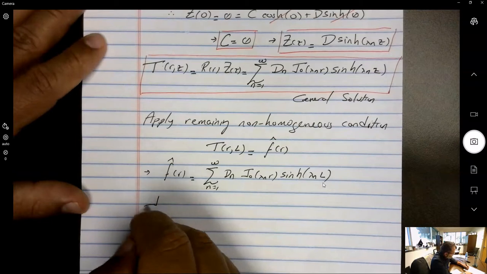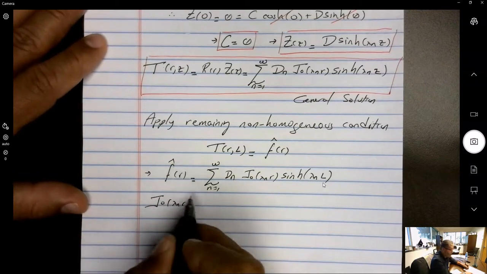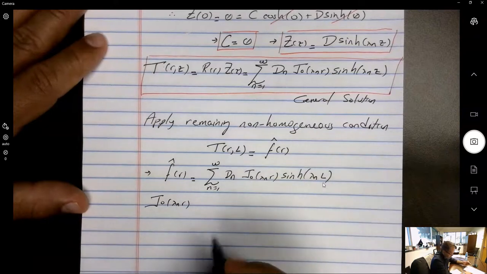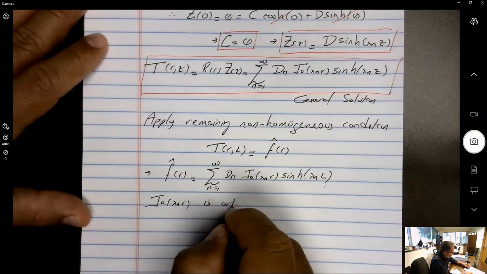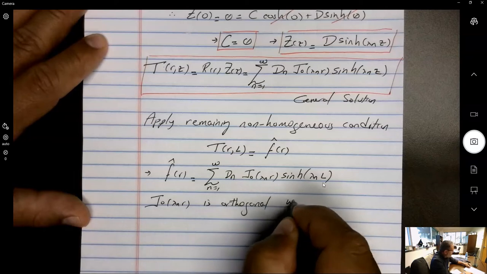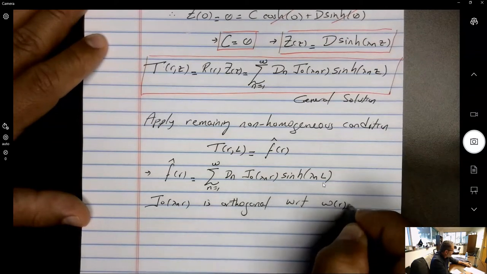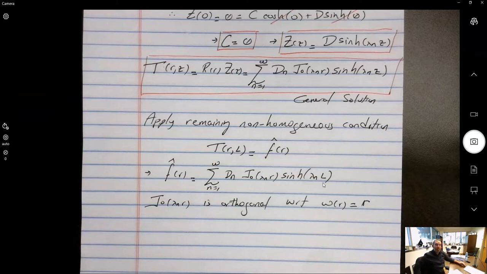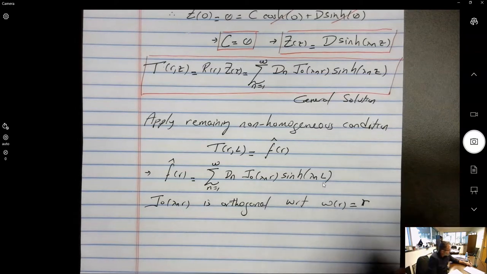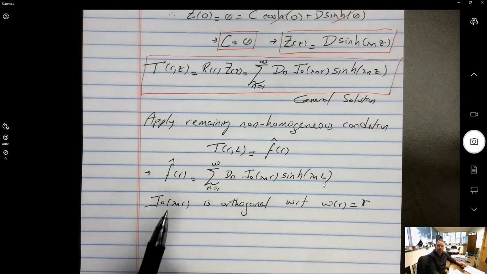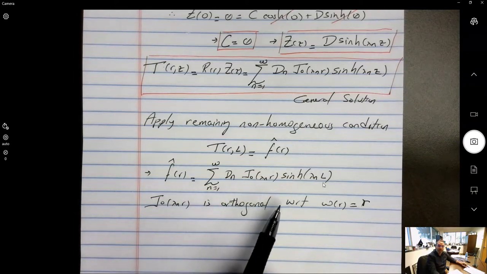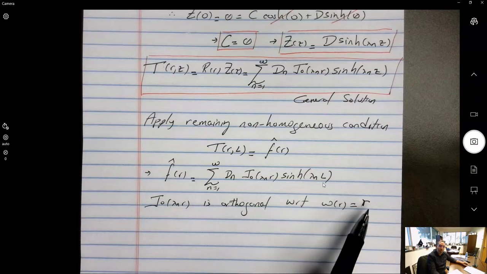Remember that Bessel functions, in particular this one, which is the eigenfunction for this problem, are orthogonal with respect to a weight function r. Remember, that comes from the definition of the classification of Sturm-Liouville problems, that if you look at the governing equation, the weight function is embedded into it. So as, for example, the sines and cosines are orthogonal with respect to each other with a weight function equal to 1, the Bessel functions need a weight function of r to be orthogonal.